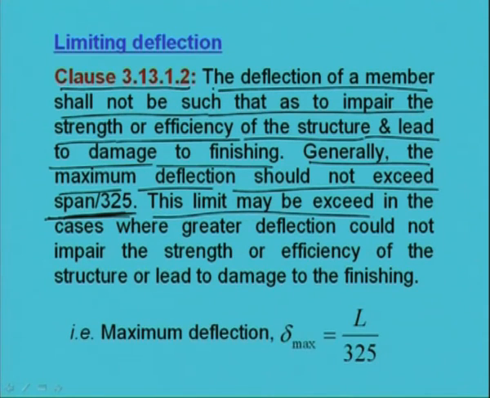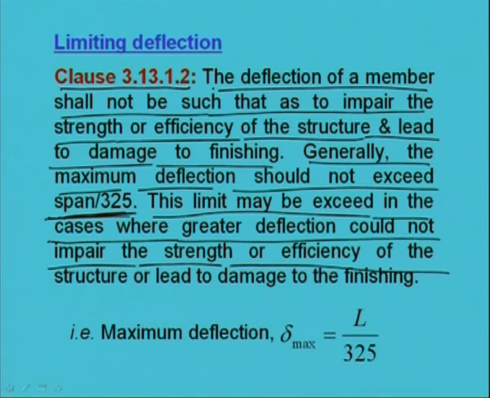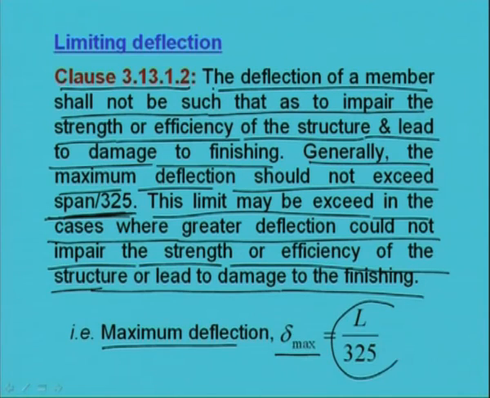This limit may be exceeded in cases where greater deflection could not impair the strength or efficiency of the structure or lead to damage to the finishing. In those cases only we can exceed this ratio, right. So, maximum deflection as per the codal provisions is given as L by 325, where L is the effective span, and this is given in clause 3.1.2 of IS 800/1984.